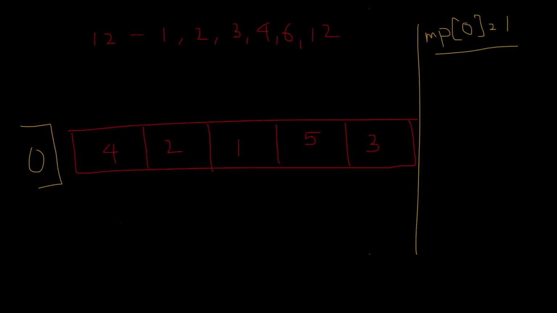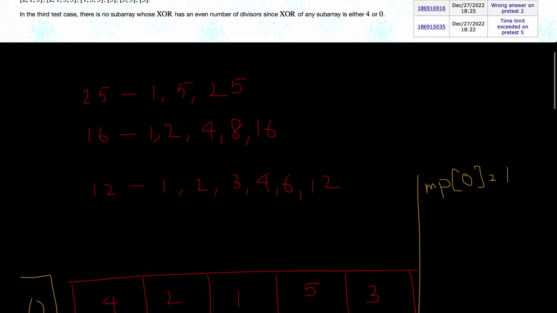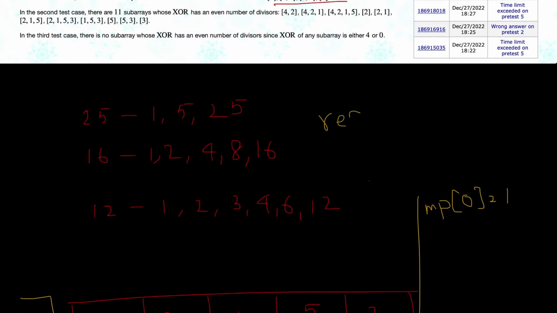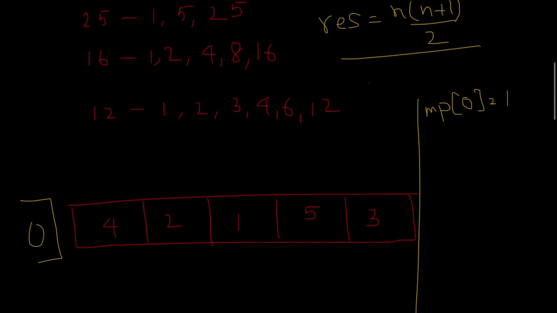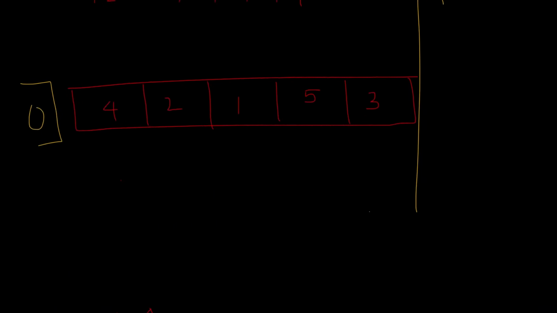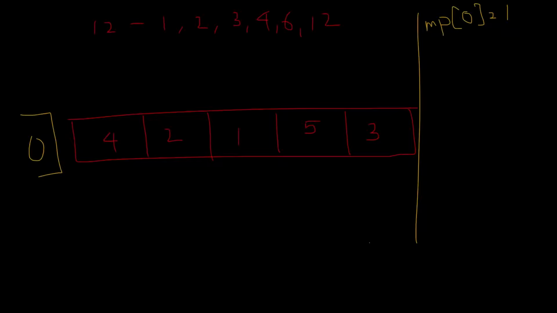So at this point we'll subtract 1 from the result. Initially our result will be n into n plus 1 by 2. This is the total number of subarrays, and from that we are subtracting the invalid ones. So now we got that MP of 0 is 1, we'll subtract that 1 from here.